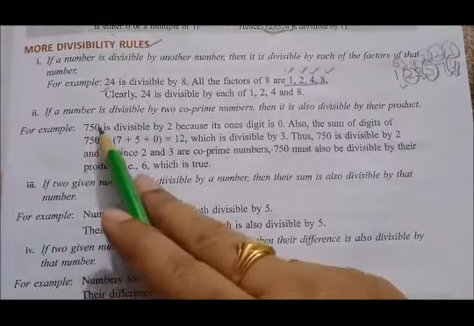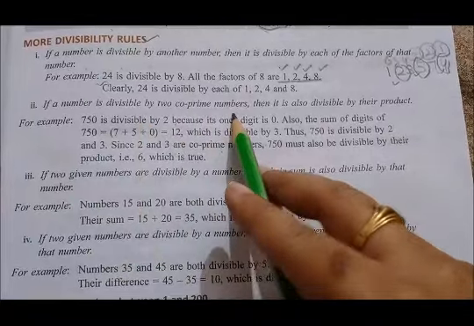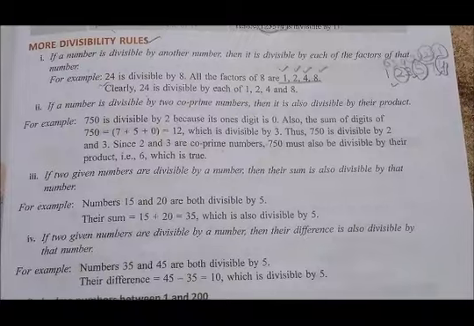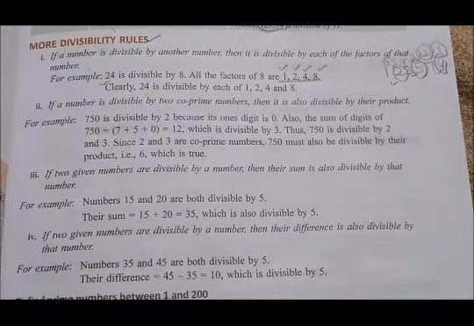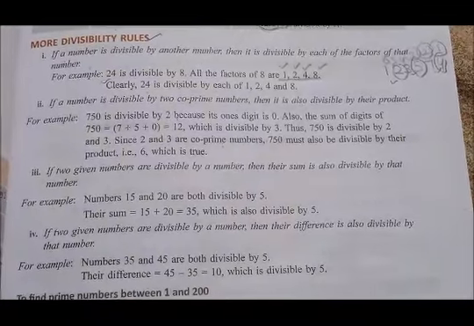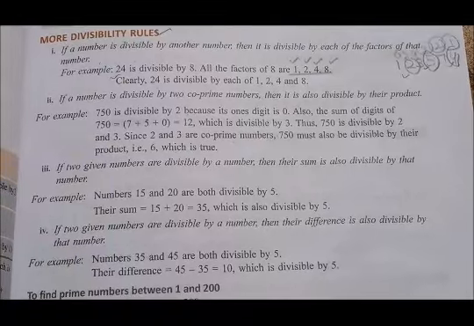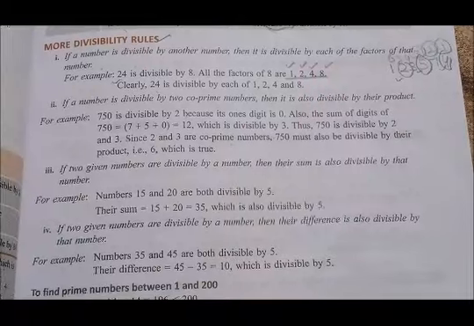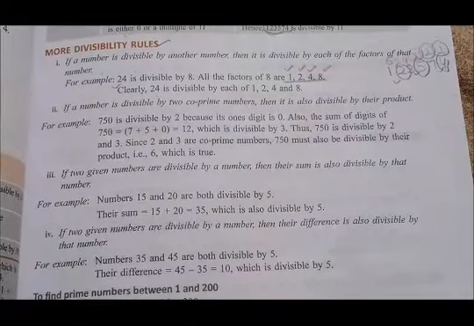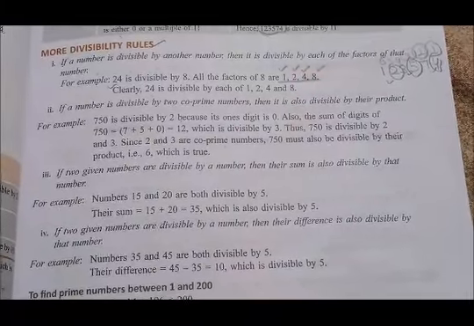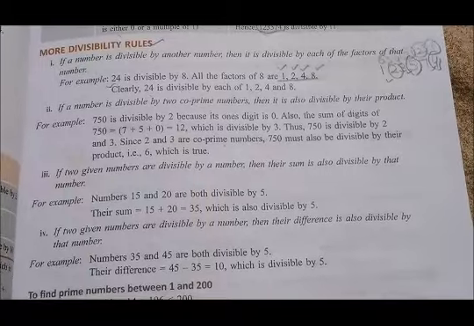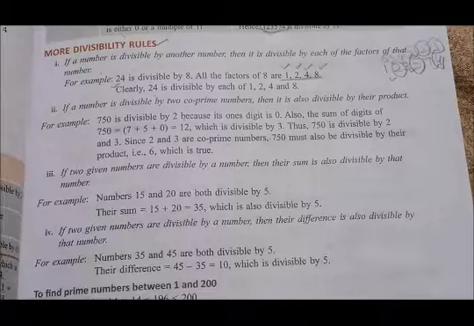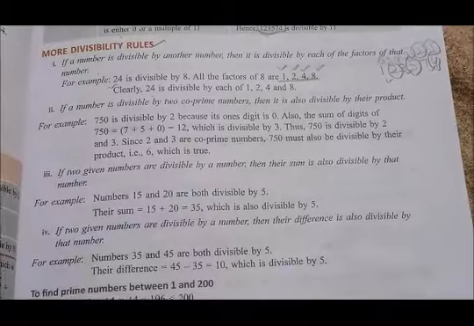Second, if a number is divisible by two co-prime numbers, then it is also divisible by their product. Suppose you have taken any number, 24, 28, whatsoever it is. If two co-prime numbers are there, what are co-prime numbers? Give any one example: 2 and 3. Both are prime and both are co-prime also because they are consecutive, 2 and 3.